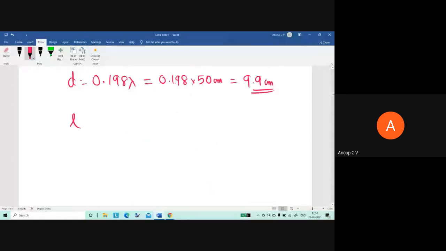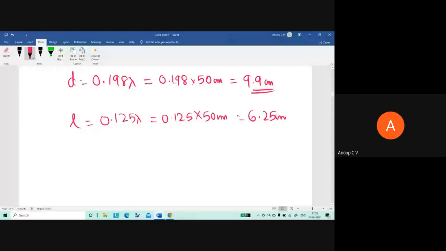What was L? 0.125 lambda. That is equal to 6.25 centimeter. That's it. That is actually the solution.